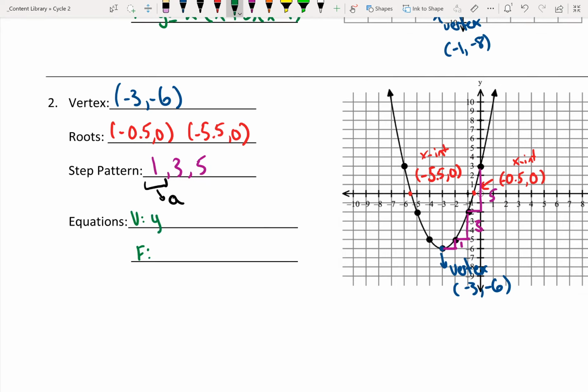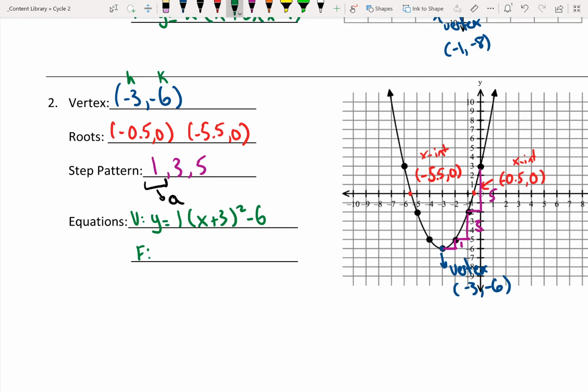Our vertex form, if you remember, y equals a, so in this case 1, then in brackets x minus h, so because h is -3 from our vertex, that means it should be +3 in the equation, and then our k value just stays the same. So our vertex form: y equals 1(x plus 3) squared minus 6.